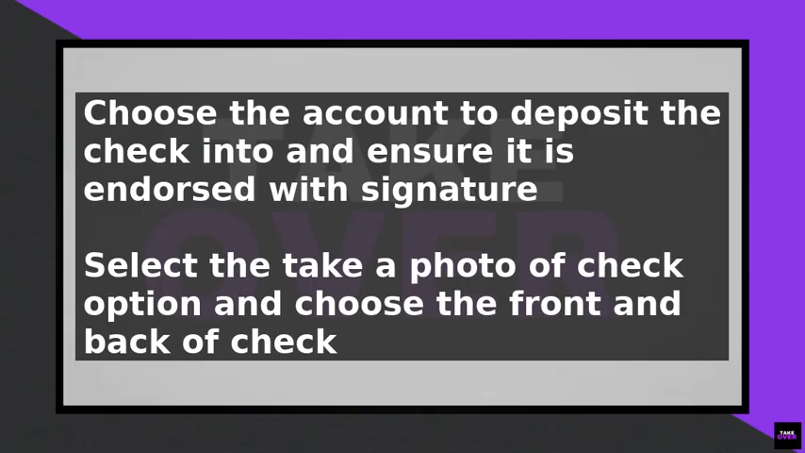Ensure the check is placed on a flat surface with good lighting and all four corners are visible in the photo. After taking the photos, review the check details, including the amount and account information, to ensure everything is correct. If the information is accurate, tap on the Confirm button to proceed with the deposit.